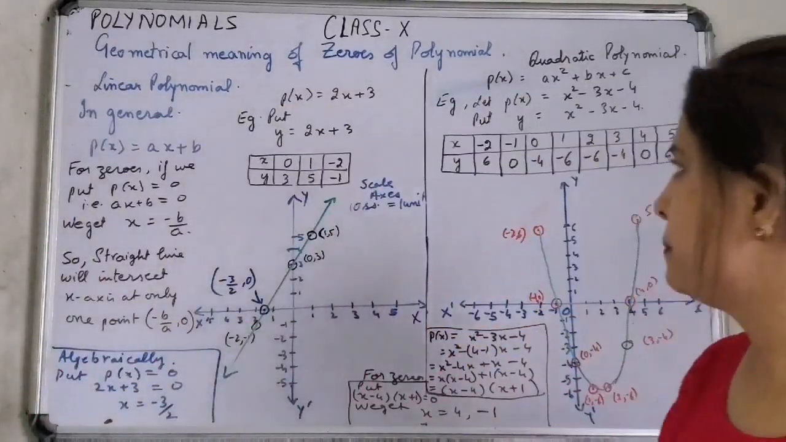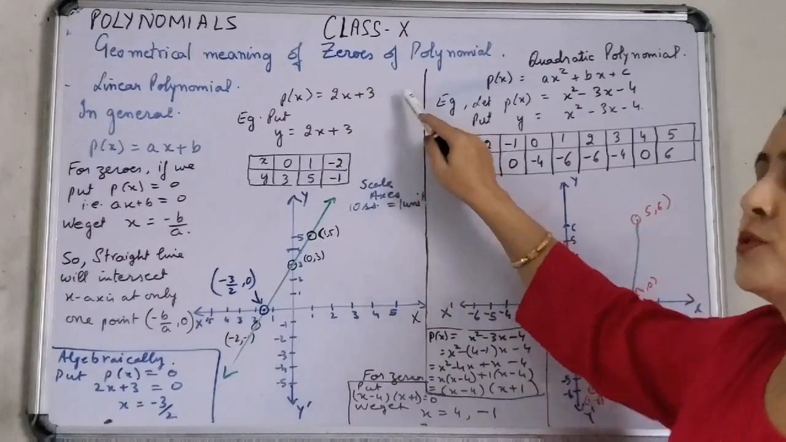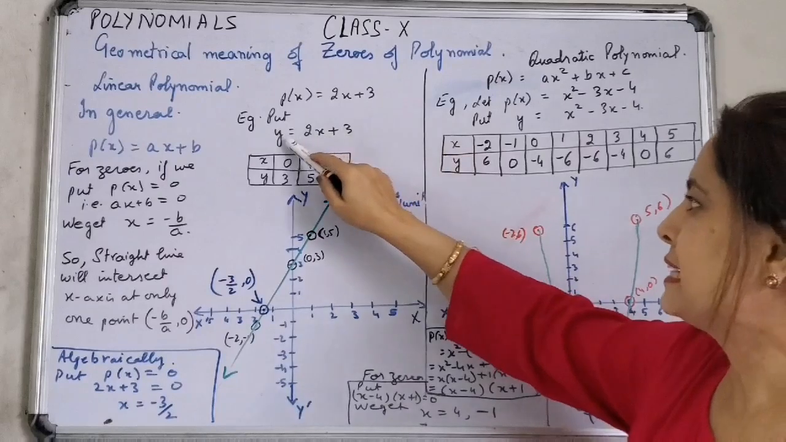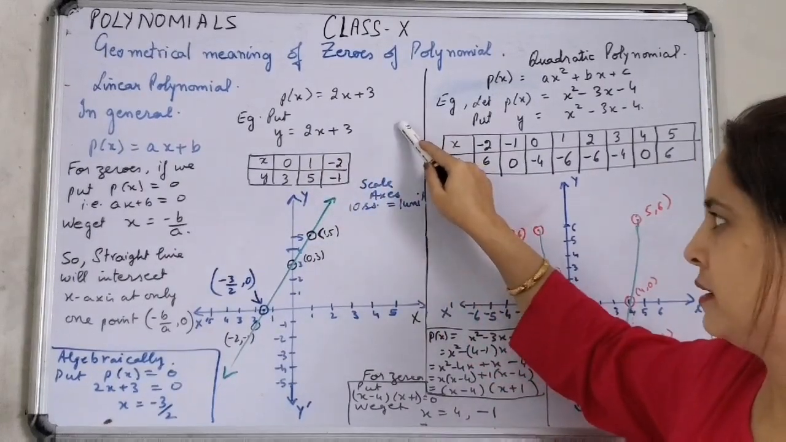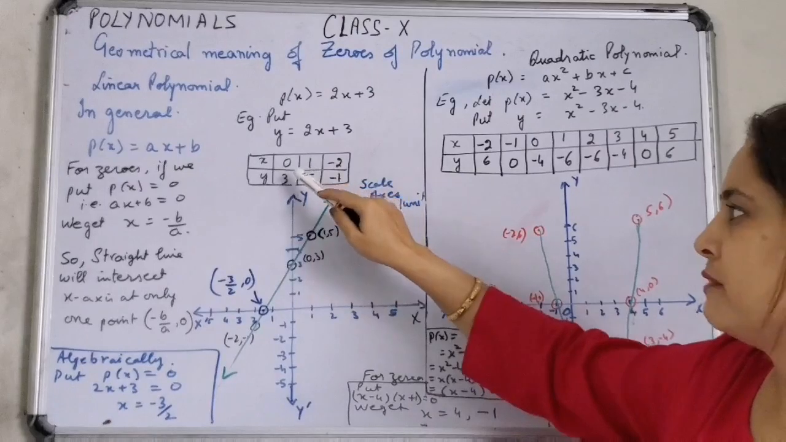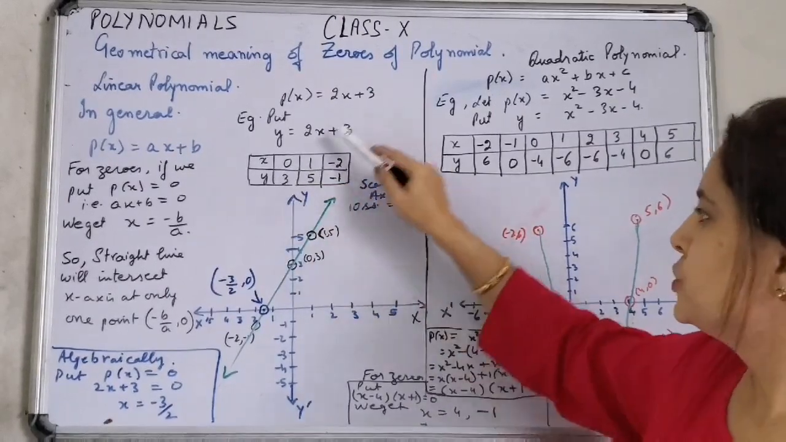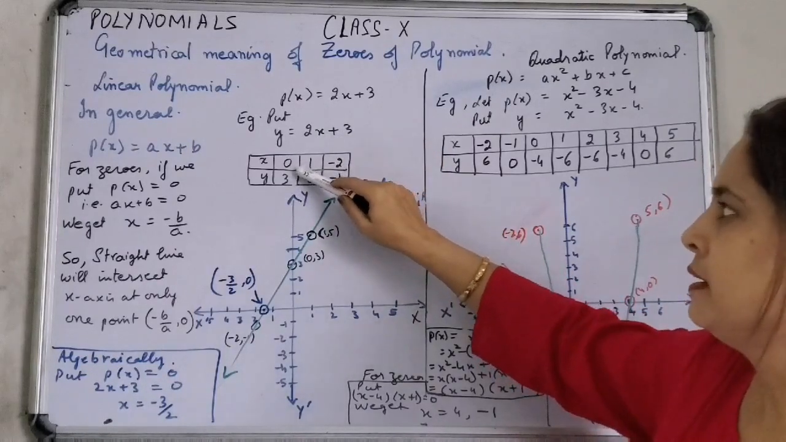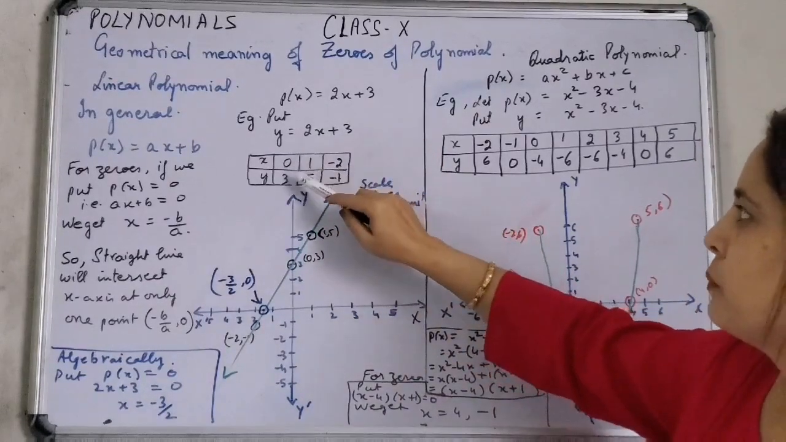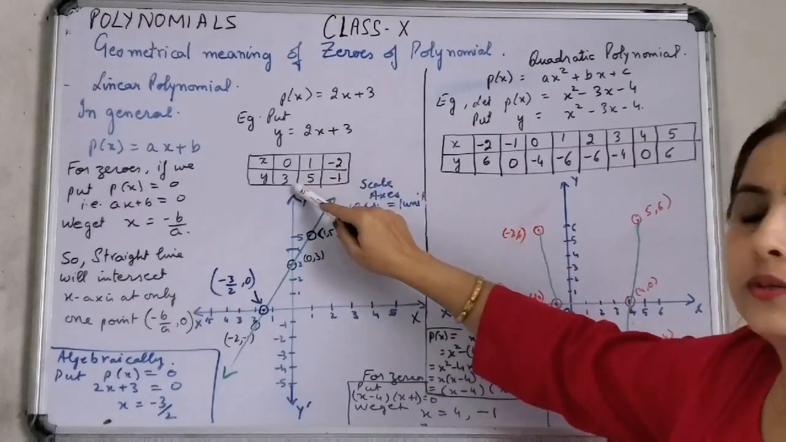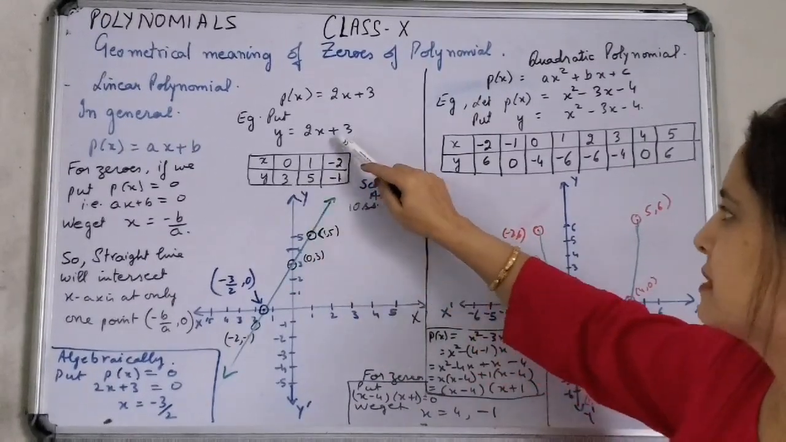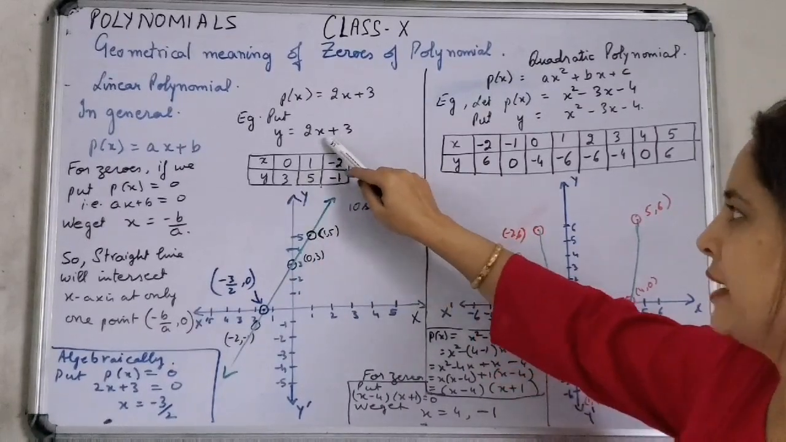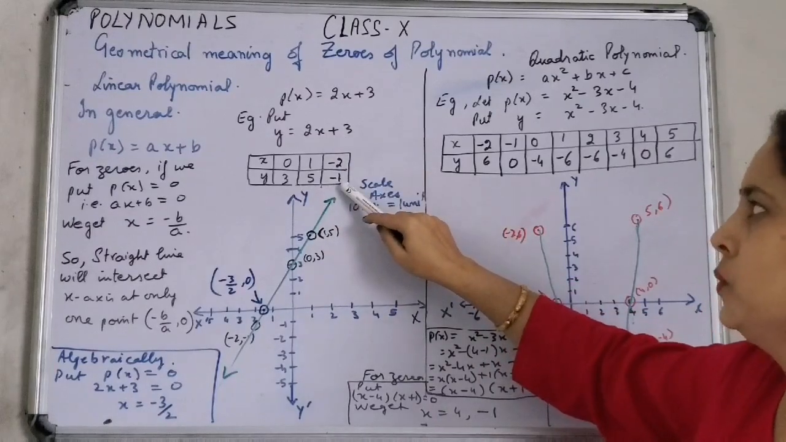Let us take an example. We take the polynomial 2x plus 3. For the purpose of drawing the graph, we take it as y is equal to 2x plus 3. We draw this table and insert the 3 coordinates. When we put x is equal to 0, we get y is equal to 3. When we put x is equal to 1, we get y is equal to 5. And when we put x is equal to minus 2, we get y is equal to minus 1.